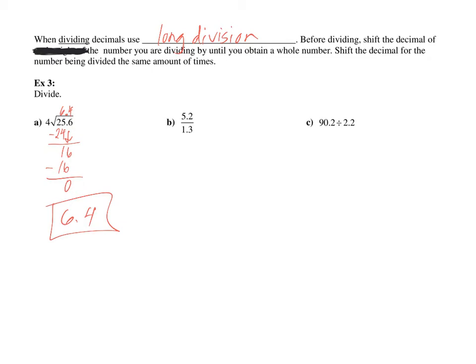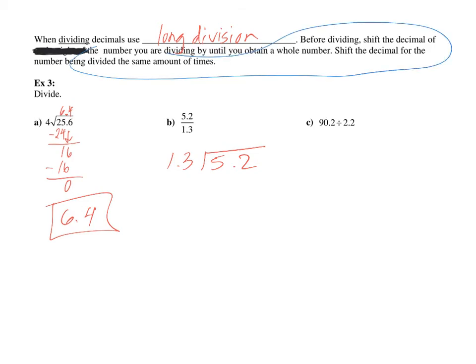All right, for the next one, let's set this up as long division. How many times does 1.3 go into 5.2? Well, this is a little messy, and this is the description I have above here being applied. We take this decimal, we shift it over 1, and we turn it into a whole number. However many times I shift that decimal over for the number I'm dividing by is the number of times I shift the decimal over for the number I'm dividing it into. So, how many times does 13 go into 52?